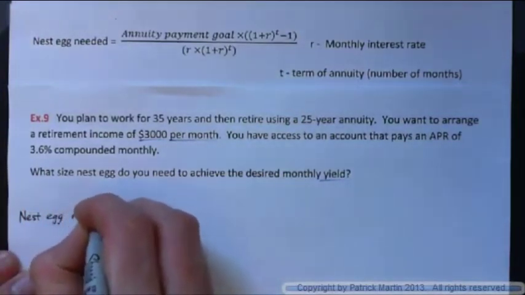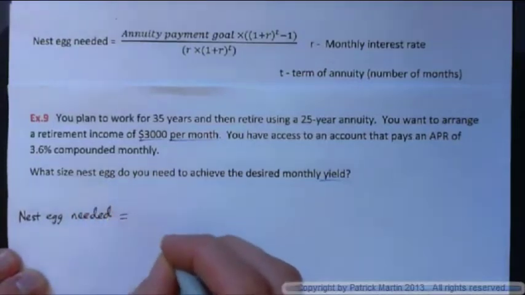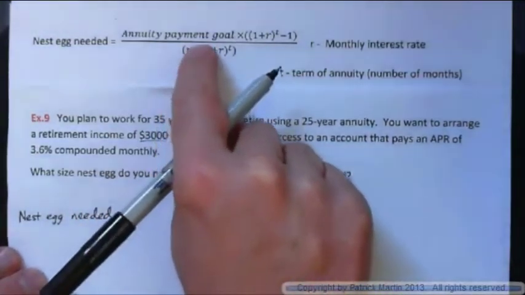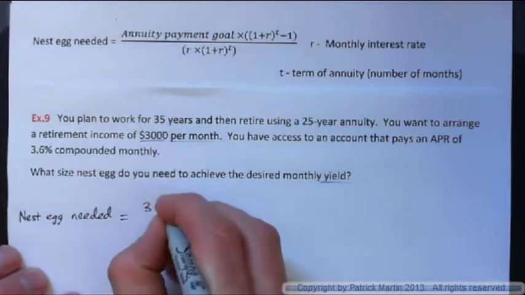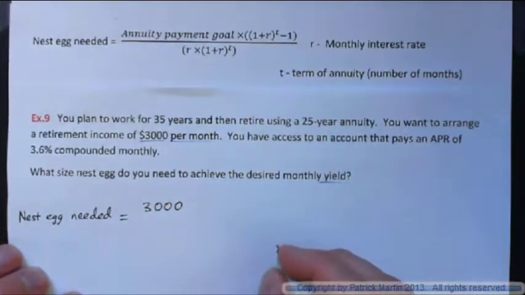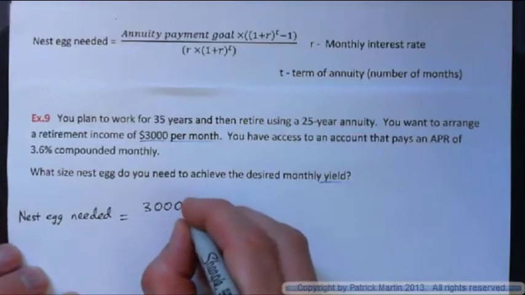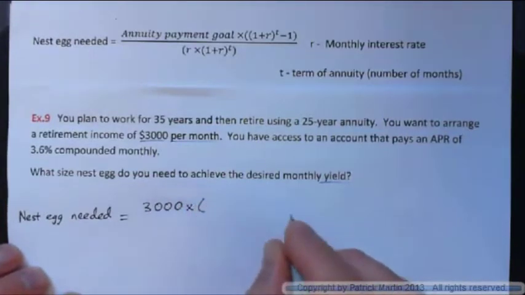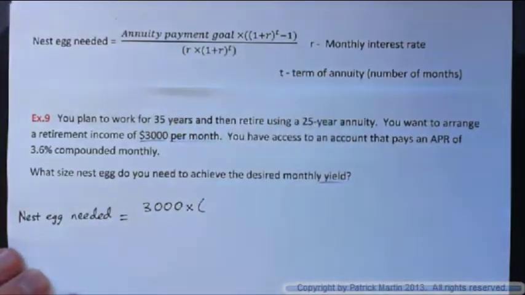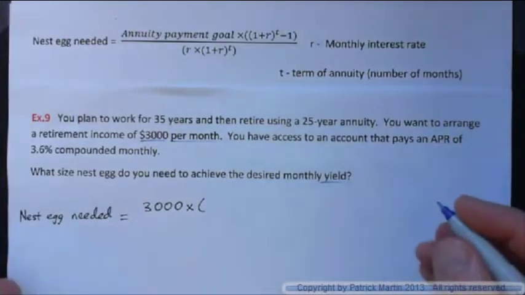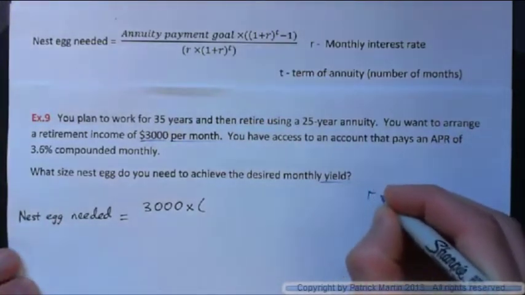It can be calculated using this formula. So it's the annuity payment goal, which is $3,000 per month, times, and then we plug in R and T. What we've got to do is carefully calculate what R and T are, so that we don't make a mistake there. So R equals what?